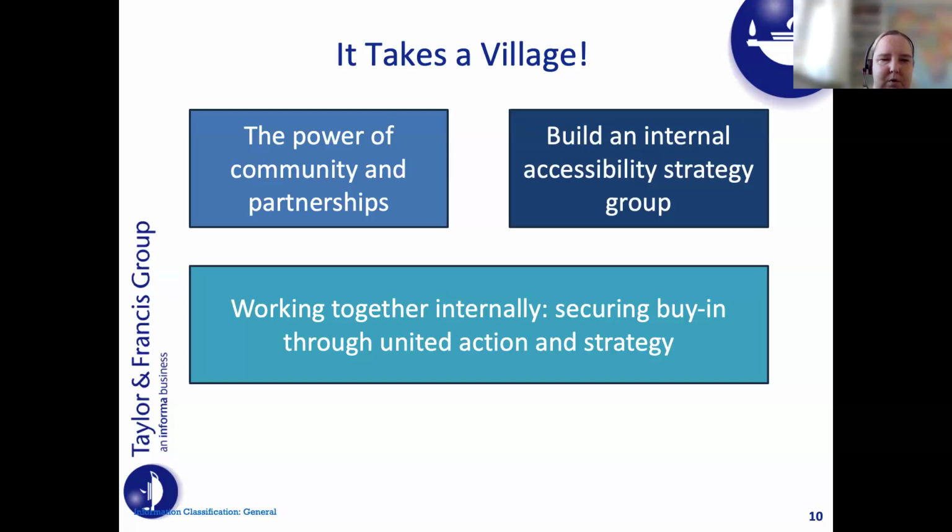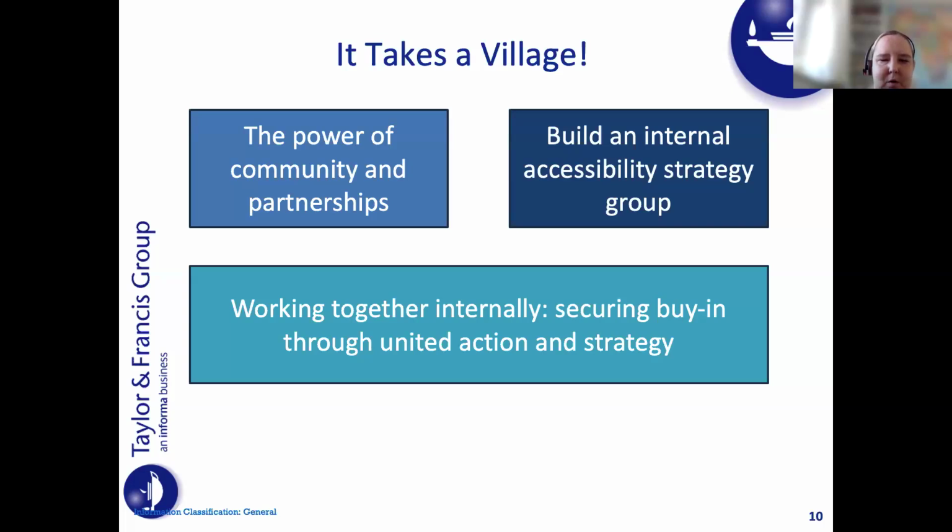So what we did is we brought people from all across the business into an accessibility working group or strategy group. And this helped us secure buy-in from leadership through united action and strategy, because it wasn't just one person, it was 50 people across the business talking about accessibility, wanting to move forward on it, requesting it in budgets, and really helping to push it up the ladder. It's definitely easier to push these things as a group rather than just one person.